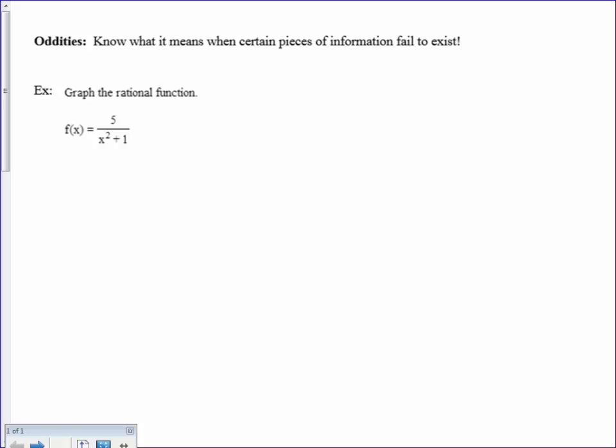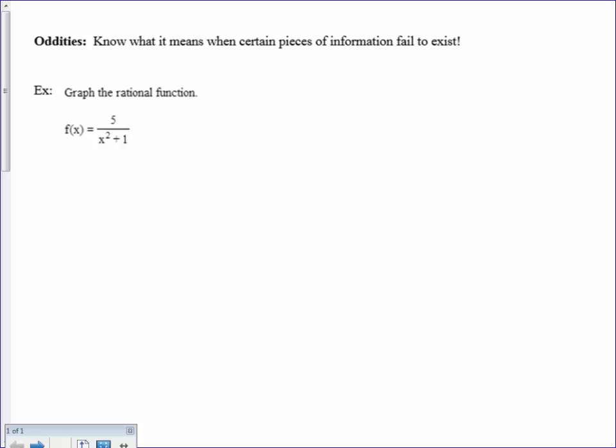In this example, I would like to talk about oddities. In other words, knowing what it means when certain pieces of information fail to exist. You need to know that you're not doing the wrong thing and that some particular functions don't have some of the 8 steps that we've talked about.